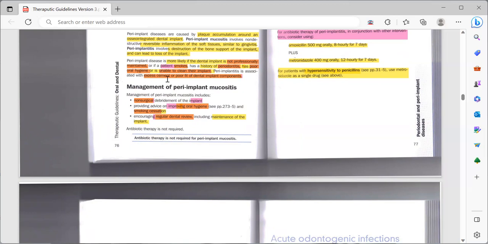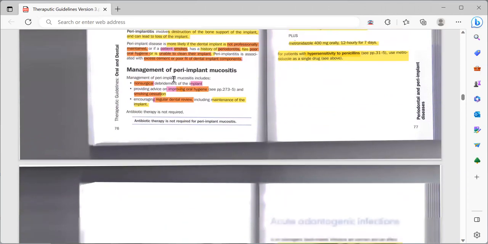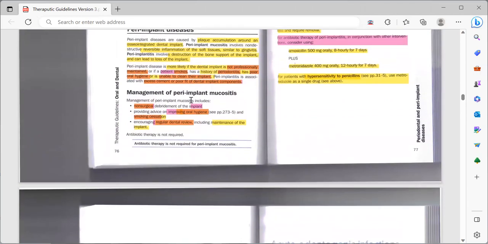Peri-implantitis is associated with excess cement or poor fit, or if the implant components are poorly fitted, so it means it would increase the risk of food accumulation in that area, which would attract more bacteria, and that could lead to peri-implantitis. So these are some of the risk factors for the peri-implant diseases. So how would you manage it?